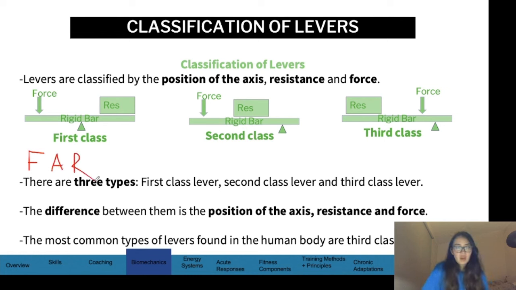First class, far ahead. So force, axis, resistance. You can see the axis in the middle. Force, axis, resistance.